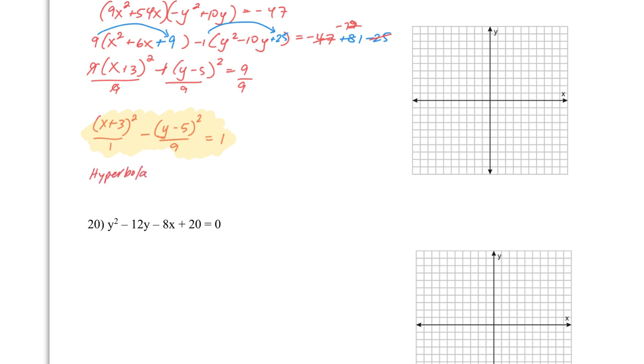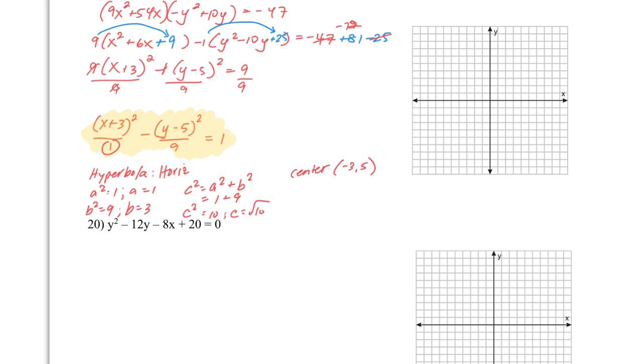Now I know that a squared is always the first one, so I know a squared is 1. That means a equals 1. I know b squared is 9, so b equals 3. I know that c squared equals a squared plus b squared, which is going to be 1 plus 9, which is 10. So c squared equals 10, c equals square root of 10. What else do I know? Oh, I know that the a squared is under the x variable, which means this is a horizontal hyperbola. And lastly, I know my center is located at (h, k), which is negative 3, positive 5.